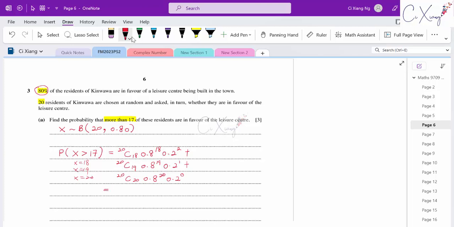So this is the binomial distribution formula when you want to calculate the probability, and we add all of them together. We will get a long list of values. And we correct it to 3 significant figures, where the answer should be 0.206.